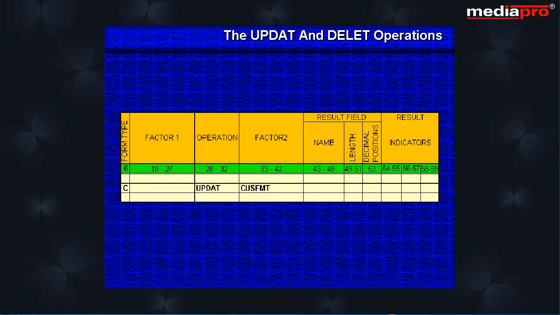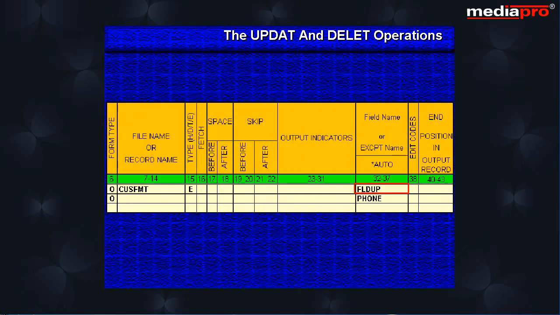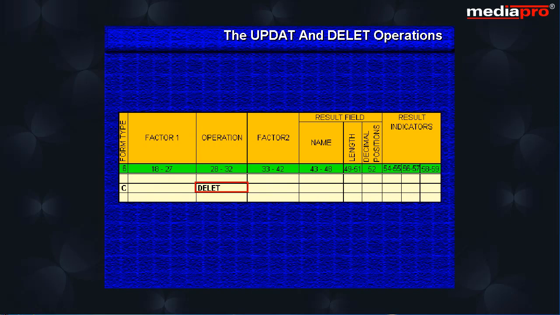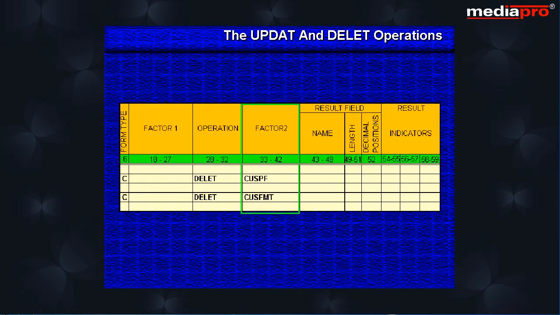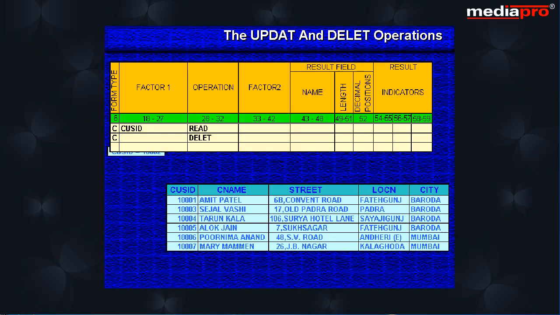If you do not wish to update all the fields in the file, you can use the EXCPT operation to perform an update. The delete operation is used to delete a single record from a file. Factor 2 should contain the file name, or in the case of externally described files, it can also be a record format name. If factor 2 is left blank, the system deletes the most recently read record.